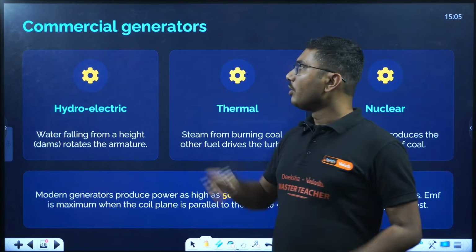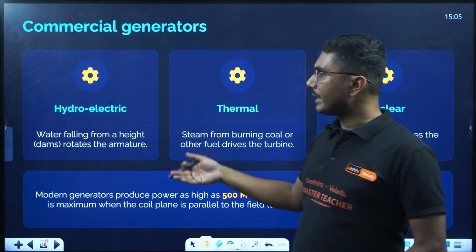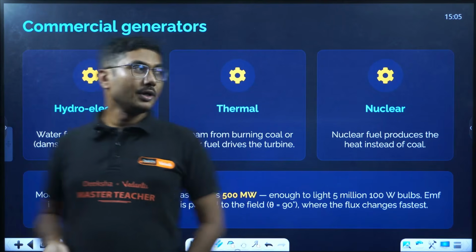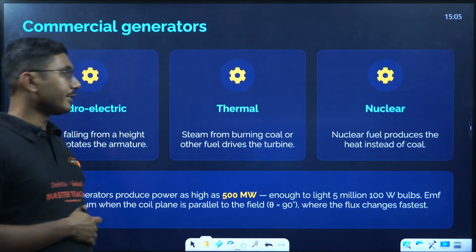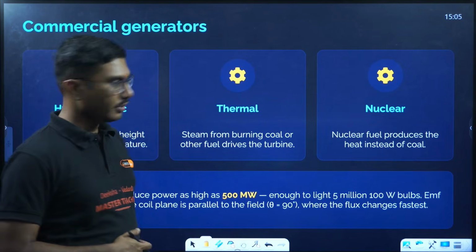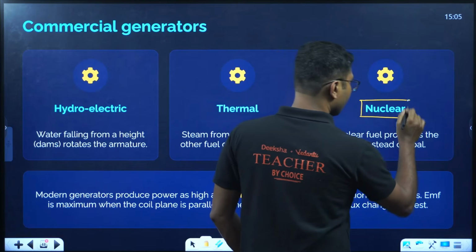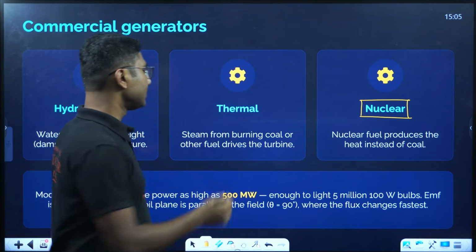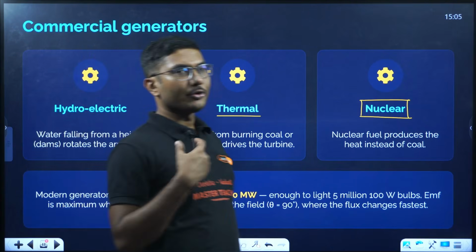Now commercial generators. Hydroelectric: water falling from a height in dams rotates the armature. Thermal: steam from burning coal or other fuel drives the turbine. Nuclear: nuclear fuel produces the heat instead of coal. You might wonder how nuclear reactors work. It is the same as thermal, the only difference is that here the nuclear fuel produces the heat.